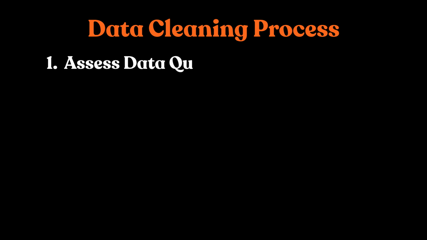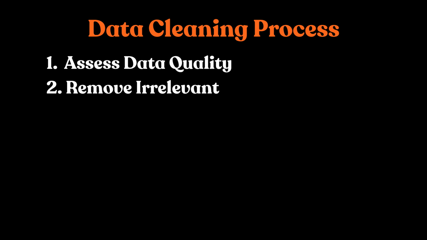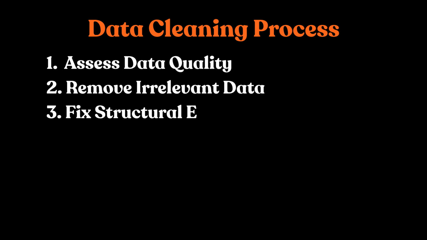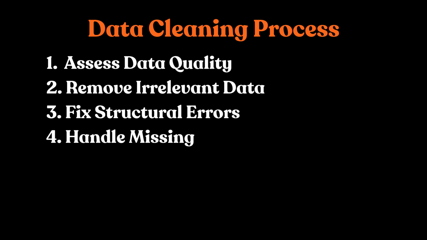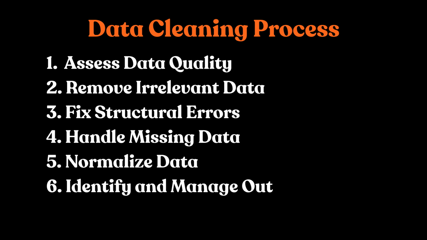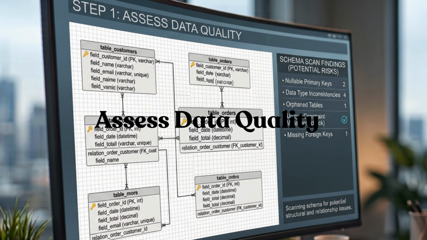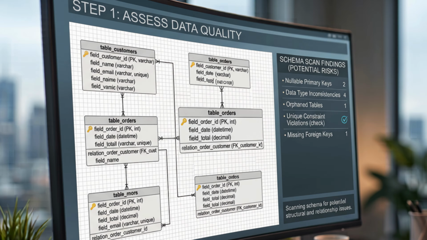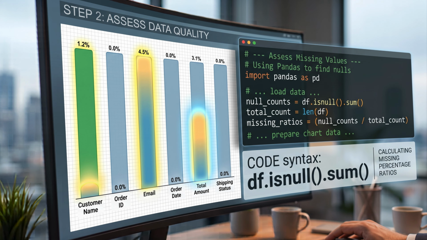The data cleaning process contains several steps, starting from assessing data quality, removing irrelevant data, fixing structural issues, handling missing values, normalizing the data, and finally identifying and managing outliers. Now let's understand them one by one. Step 1. Assess data quality. Before changing anything, audit your dataset using profiling tools to check for null values, range boundary breaks, and structural irregularities. Identify whether missing values are random or systematic. Verify if age fields contain negative values or if price columns hold invalid symbols. A thorough audit prevents blind edits later on.